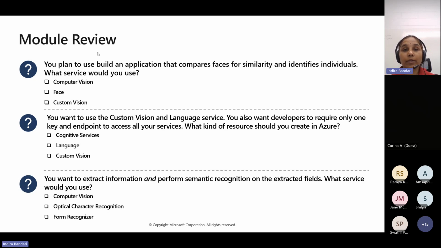Okay, let's review our results. We all said face, that's right. And cognitive services, now you know why it is cognitive services. And then form recognizer is the answer. I think most of you got that wrong. It is form recognizer because it performs semantic recognition on the extracted fields.